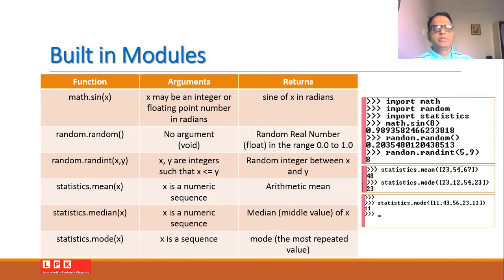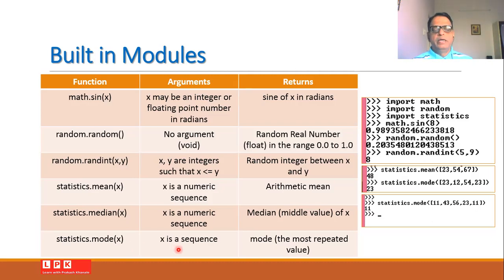There is another function, statistics.median(x), where x is a numeric sequence, and this function will return the median or middle value of x. For example, if we use any sequence and write this function, then the middle value will be generated. There is another function, statistics.mode(x).